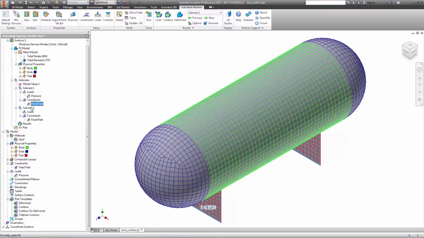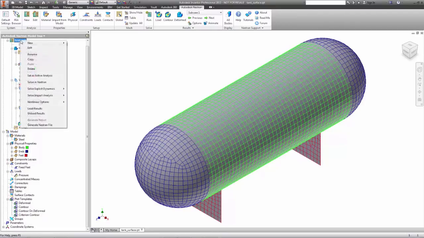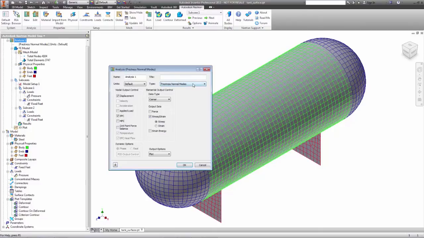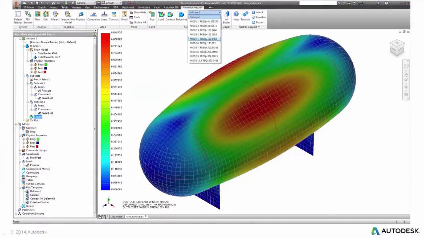We follow it with the second subcase, which does the modal analysis in the pre-stress condition. By choosing pre-stress normal modes on the form over here and running the analysis, the results look like a normal modes analysis. You can see here an example of mode number 5, which involves the tank substantially and not much of the feet. This is fairly typical until you compare it with the results of analysis without the stress stiffening.